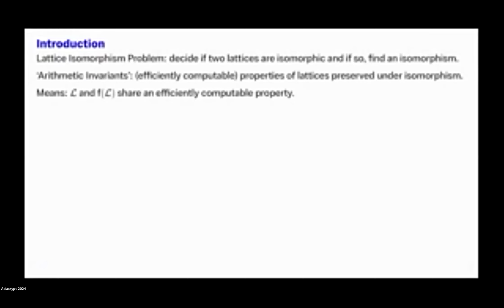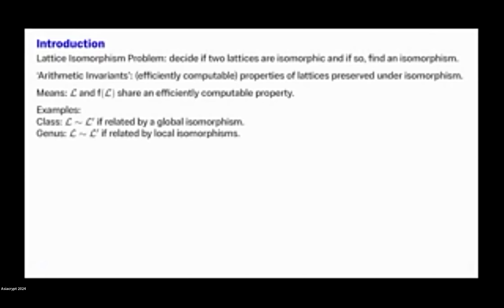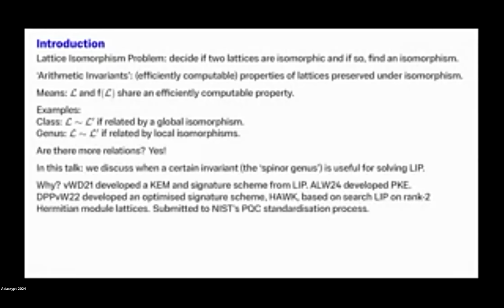One way we might seek an answer to this, possibly a negative answer, is to compute arithmetic invariants. These are efficiently computable properties of lattices preserved under isomorphism. This means that a lattice L and its image under some isomorphism F share this efficiently computable property. Two examples are the class and the genus. We say two lattices are in the same class if they're related by some global isomorphism, and we say they're in the same genus if they're related by local isomorphisms and over the reals.